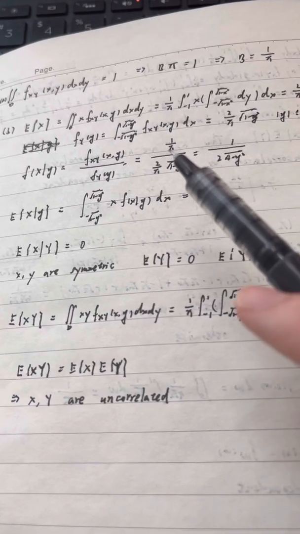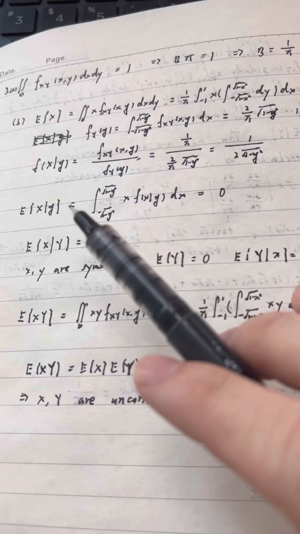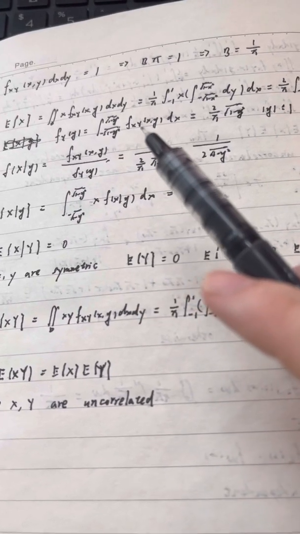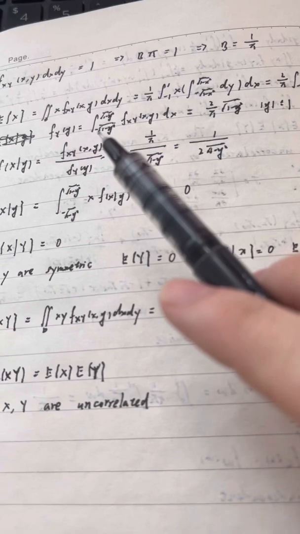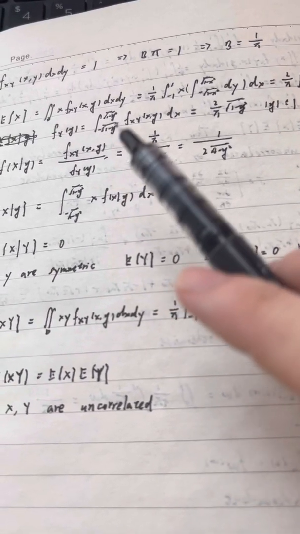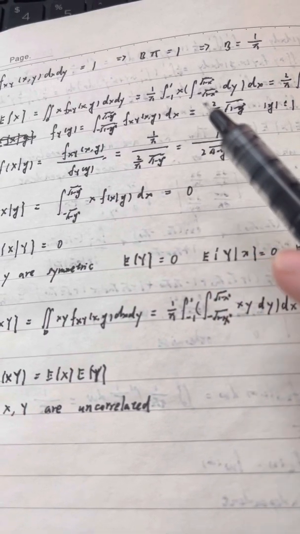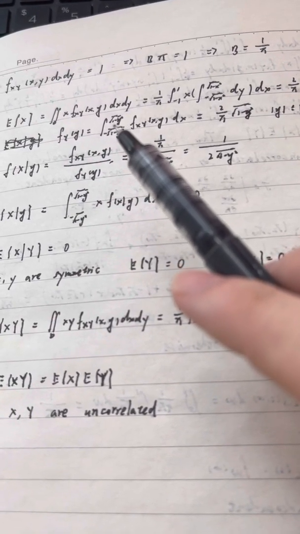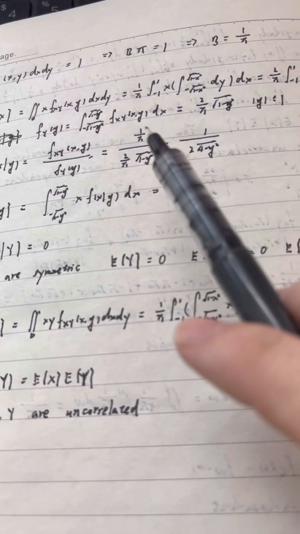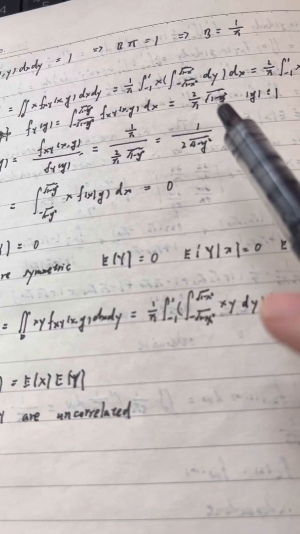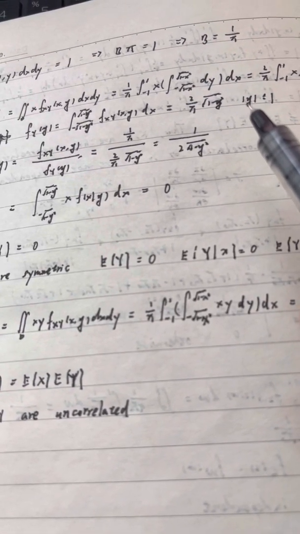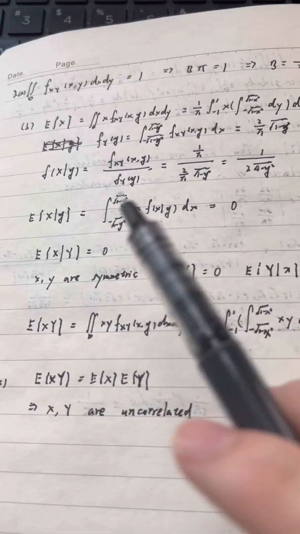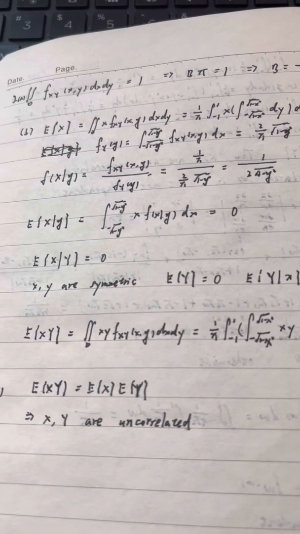And then we'll calculate the expectation of x under the condition of y. So first we calculate the density function of y. Based on the definition, we calculate the integral of the density function with respect to x, dx, and the range is from minus square root of 1 minus y squared to the square root of 1 minus y squared. This result is 2 over pi times the square root of 1 minus y squared, and obviously the range of y is that the absolute value needs to be smaller or equal to 1. And then we calculate the probability of x under the condition of y.